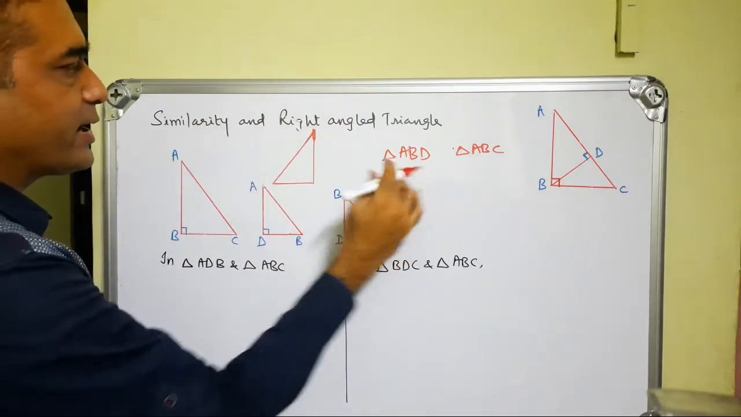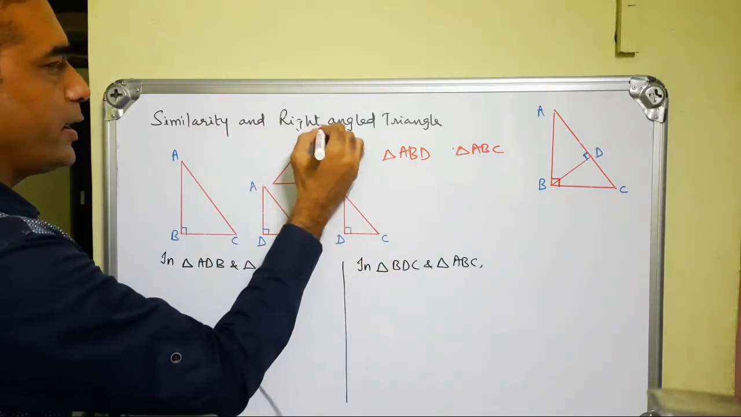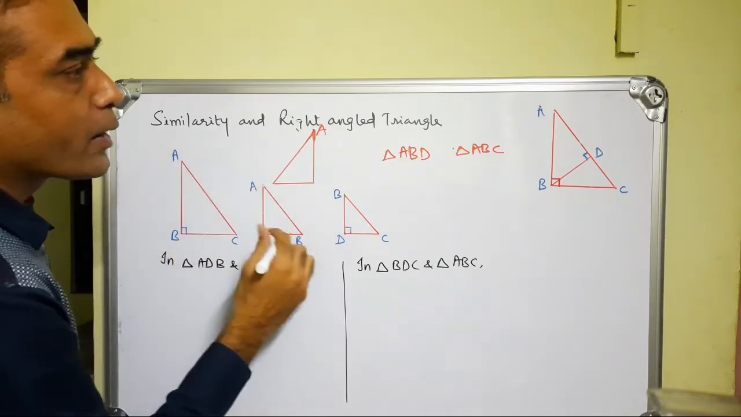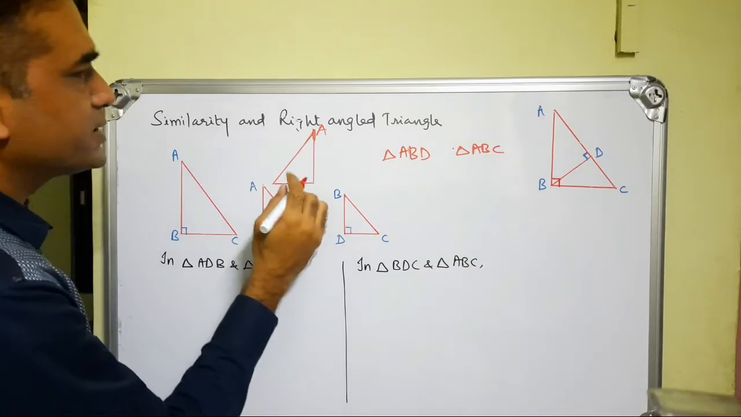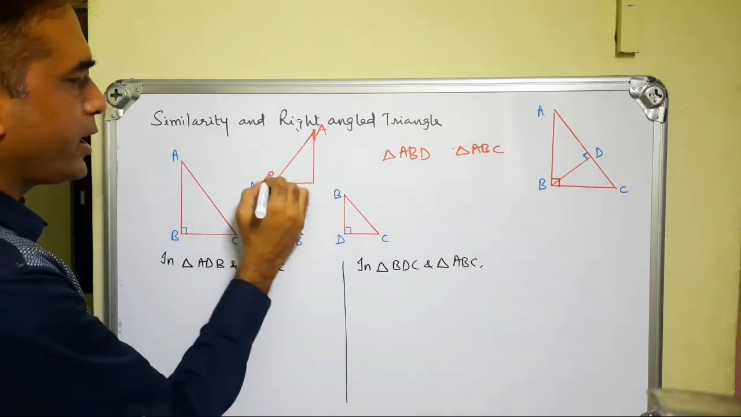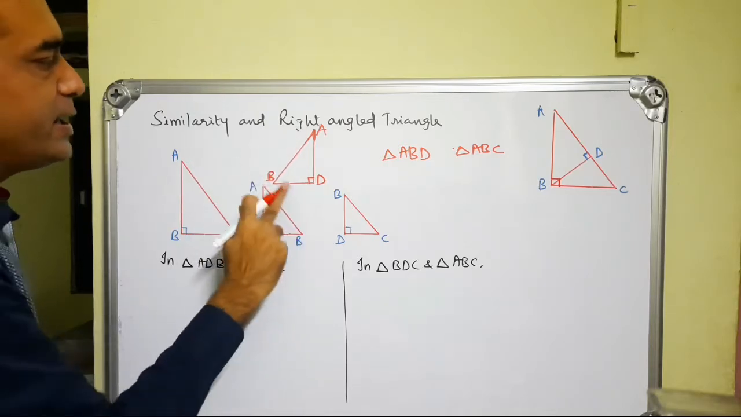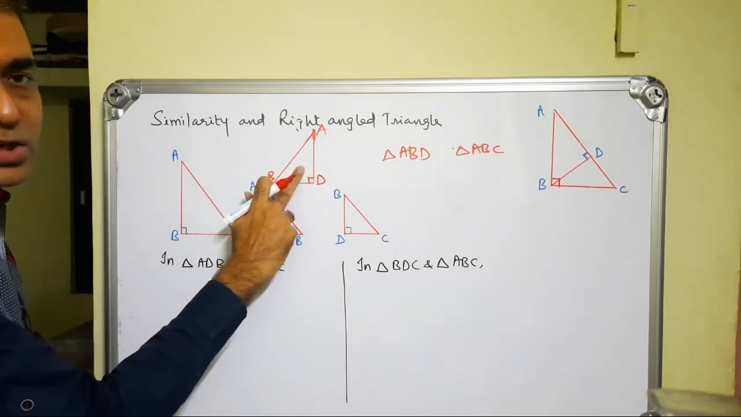So if I say triangle ABD, triangle A, B and D, AB is the hypotenuse. So if I say triangle ABD, then this will be the position of this triangle.